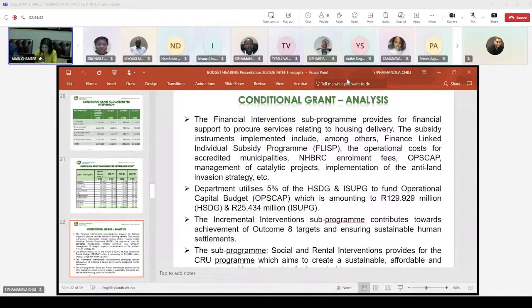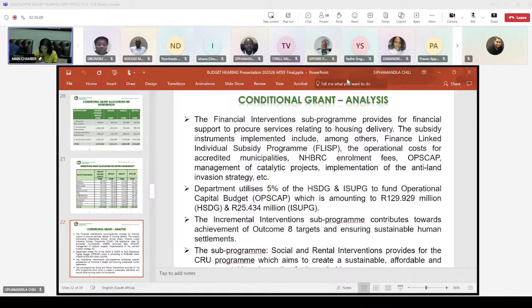department uses both of our conditional grants, which is the Human Settlements Development Grant and the Informal Settlements Upgrading Grant, to fund operational capital budget, which amounts to 129,9 million for the Human Settlements Development Grant and 25,4 for the Informal Settlements Grant. Those funds are utilized to strengthen our ability to actually improve our progress utilizing various instruments and support functions so that we can continue to progress in performing our conditional grant work.